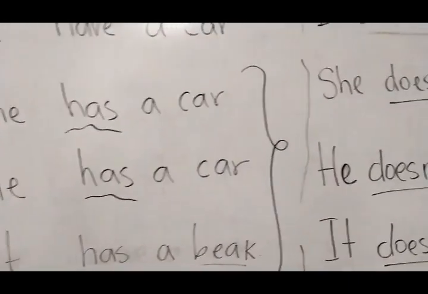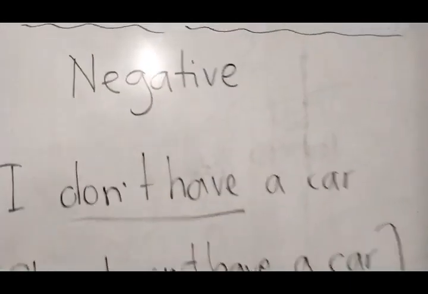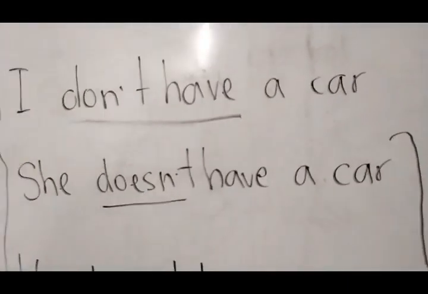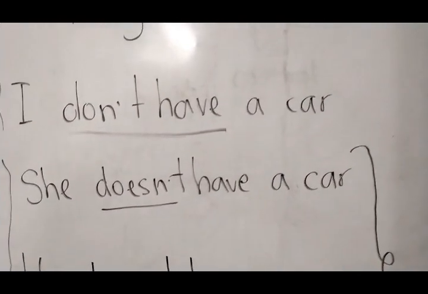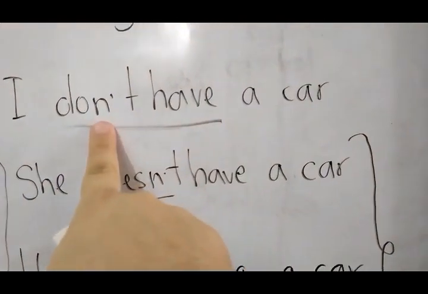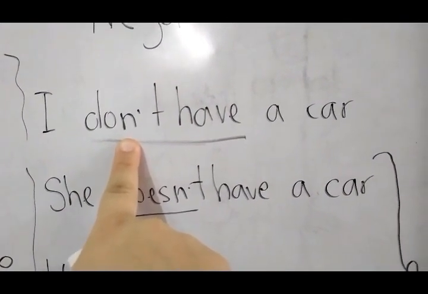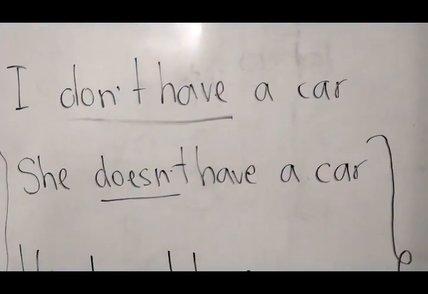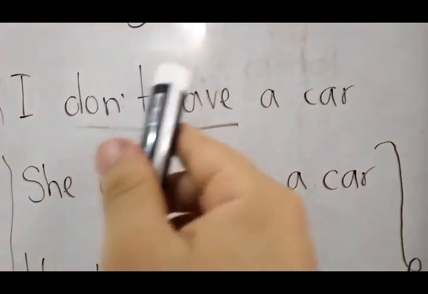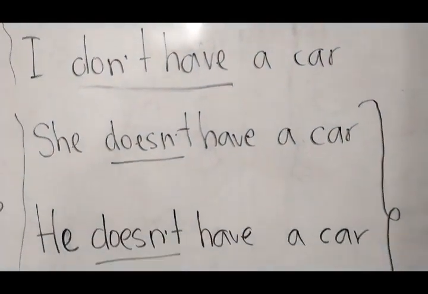Now, let's move to the negatives. In the negatives, we can see that in this case we use the negative contraction don't. So that is the negative sense. It gives the negative sense in the sentence. So, I don't have a car. Yo no tengo un carro.